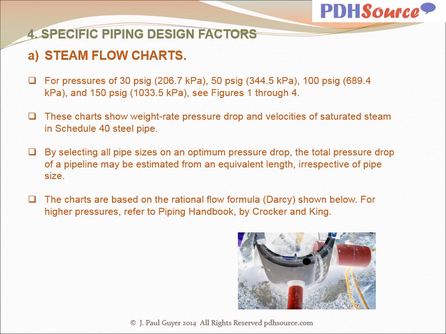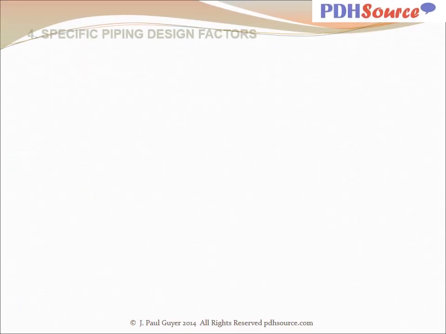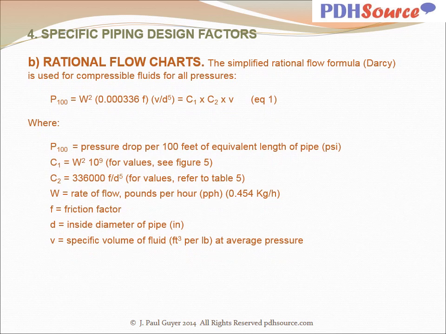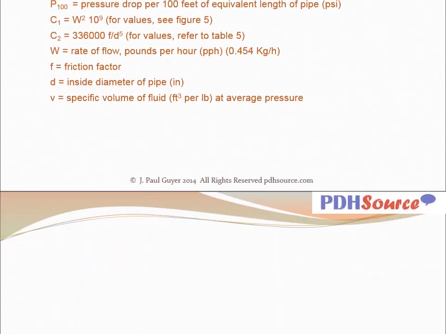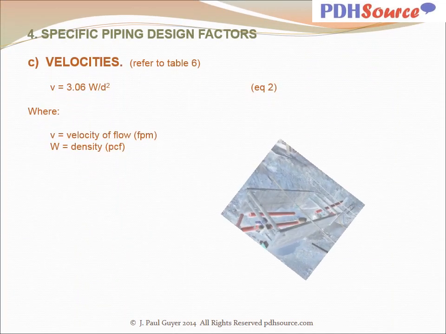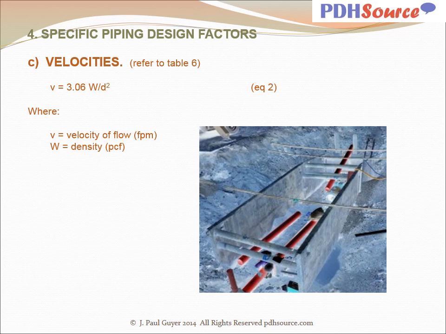The charts are based on the rational flow formula, Darcy. For higher pressures, refer to the Piping Handbook by Crocker and King. The simplified rational flow formula, the Darcy equation, is used for compressible fluids for all pressures as indicated on slide 47. For velocities, refer to Table 6.